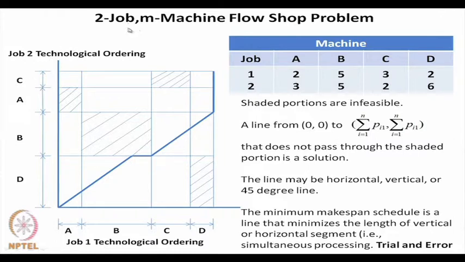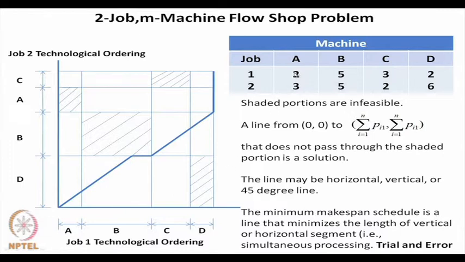This is known as a 2 job M machine flow shop problem. Now, normally I have shown this in the form of a diagram. The x axis shows the time for job 1 and the y axis shows the time for job 2. Now, for job 1 the sequence is A, B, C, D. Therefore, A takes 2 hours, B 5 hours, C 3 hours and D 2 hours.